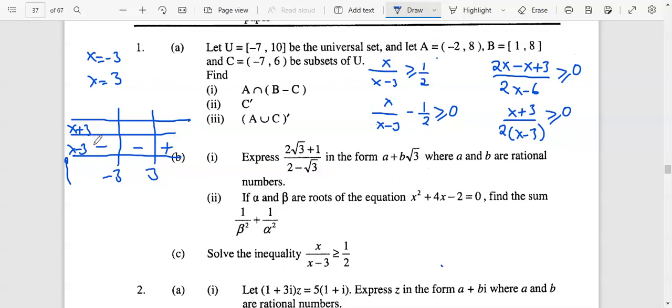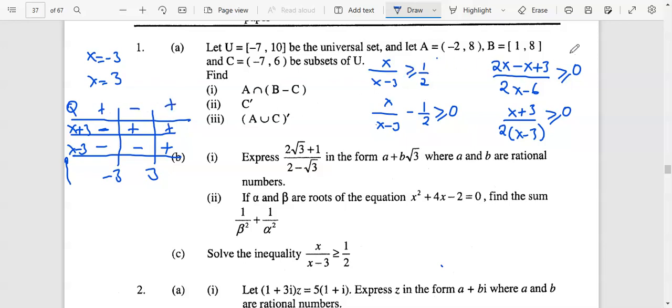When we equated x plus 3 to 0, we found negative 3. If I use any value above negative 3, for example, a negative 2, negative 2 plus 3, that will give me a positive value. Immediately across the negative 3, for example, negative 4 plus 3, that will give me a negative value. Now these two factors are dividing. So negative over negative is positive, positive, negative, negative, positive, positive is positive.